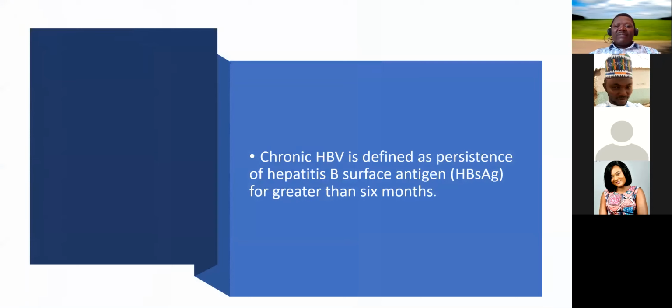Now, chronic hepatitis B is defined as the persistence of hepatitis B surface antigen greater than 6 months. Now, that is a simple definition. Now, that does not tell us much about whether there is ongoing damage to the liver or not, but once the marker for infection, which is hepatitis B surface antigen, lasts beyond 6 months, it defines chronic hepatitis B.